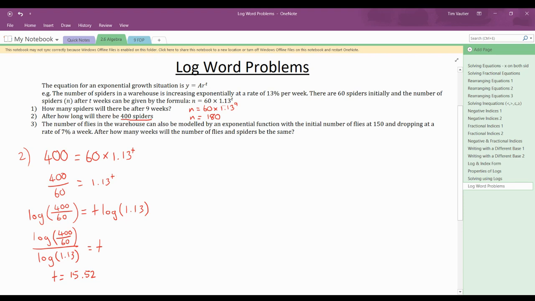Now, it's asking after how long will there be 400 spiders, and saying 15.52 weeks probably isn't the best way to leave my answer. I probably want to go to a whole number of weeks. In this case, 0.52 would naturally go up to 16. But even if I had 15.3, which would naturally go down to 15, I'm still going to go up to 16 weeks, because after the 15 weeks, I don't have the 400 spiders. It's 15 and a little bit more. So it won't be until the 16-week mark that I have 400 spiders.